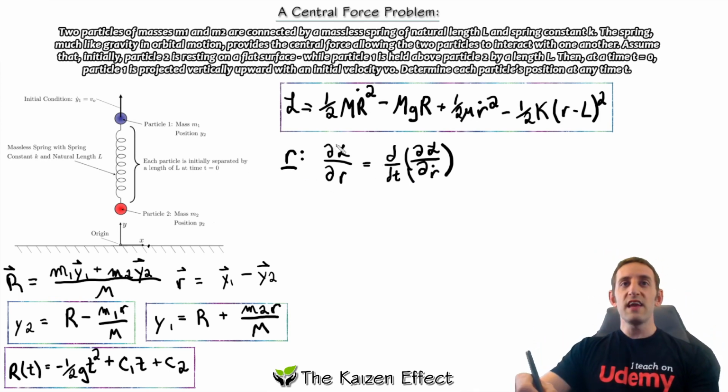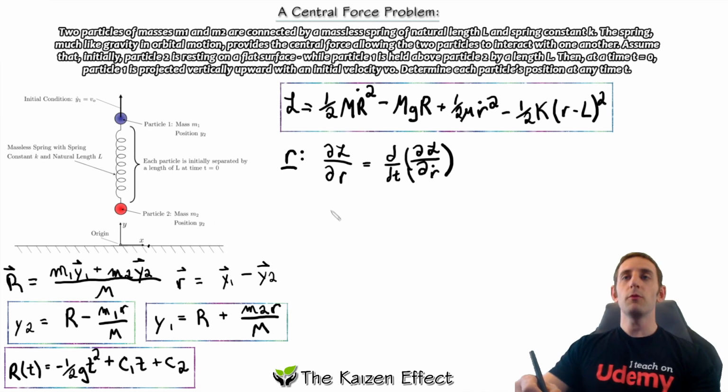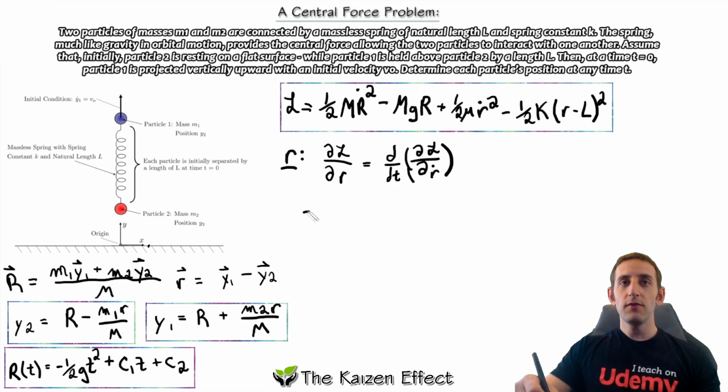So we take this and look at our Lagrangian. We come up here. On the left side, we see that we only have an r term right here. So what we want to do is differentiate that. And what we end up with is a negative k times (r minus l).